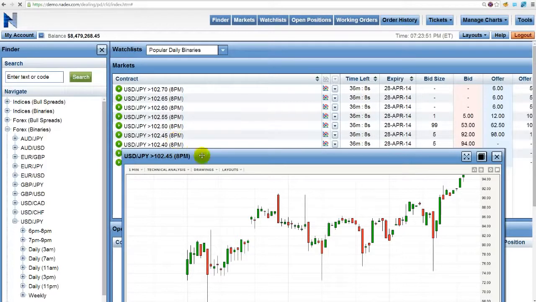Okay? You don't have to hold it. That's not how it has to work. But the first thing to understand is that is what you're stating. When you buy, you're saying that statement's true: greater than 102.45 at 8 p.m. And if it is greater than 102.45 at 8 p.m., then you'll be profitable in the trade and you'll get maximum payout, which is a $100 settlement payout per contract.